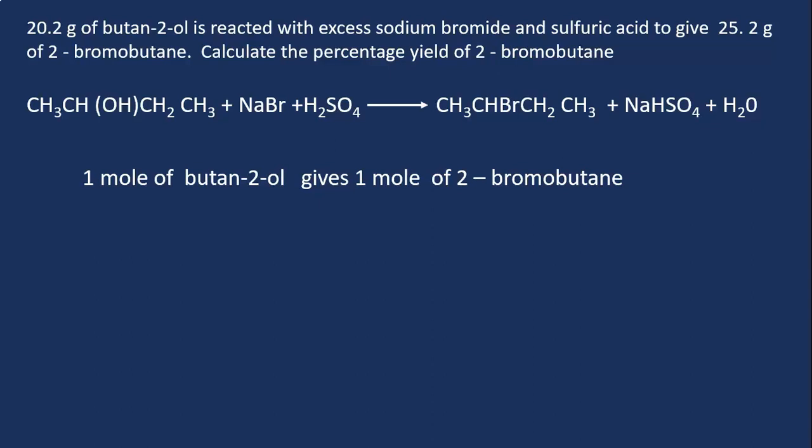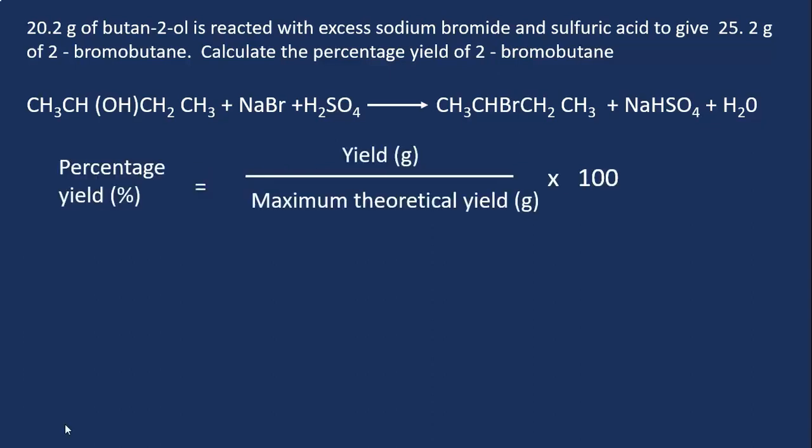Remember, in the real world, most chemical reactions do not yield 100% because they do not go to completion, or they might have side reactions, or you might lose your product during the experiment. To calculate the percentage yield, we divide the actual amount of substance that we have obtained from the reaction by the maximum theoretical yield. The maximum theoretical yield is what you would expect to get if the reaction was perfect.